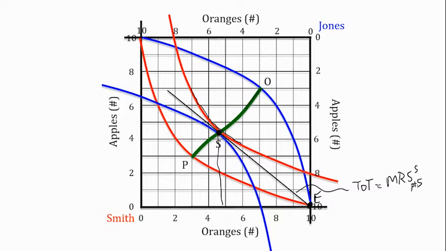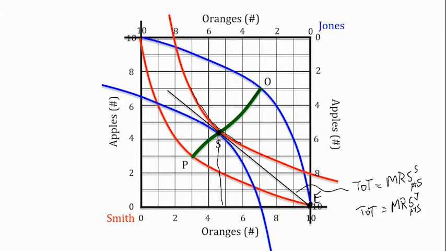All right, but the same thing is going to be true for Jones. Jones is doing things upside down, but Jones's terms of trade is the same, given by the slope of the black line. And notice that the black line is also tangent to point S at exactly that same position. So for Jones, the terms of trade is also equal to his marginal rate of substitution at point S. And so we've got the conditions fulfilled for a utility maximizing outcome for the two individuals.